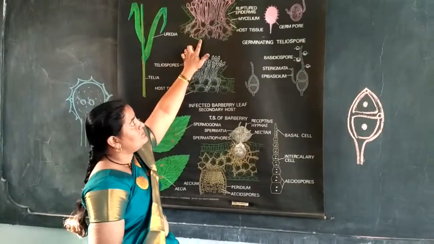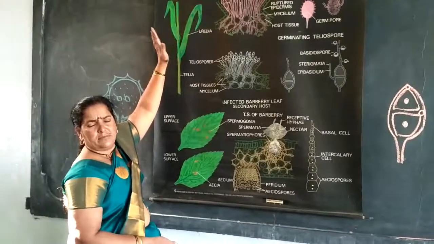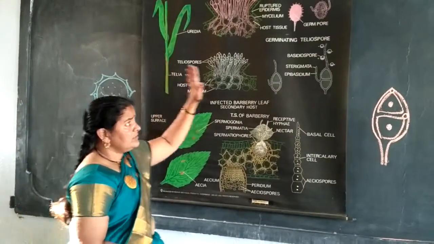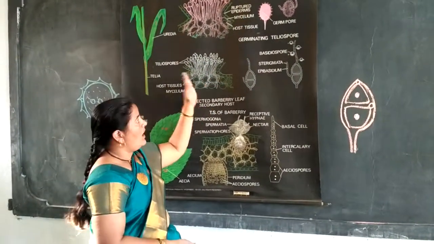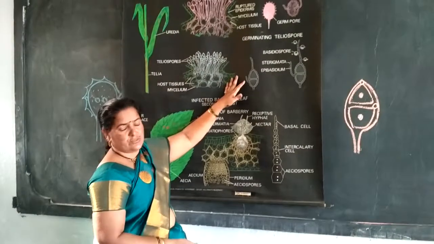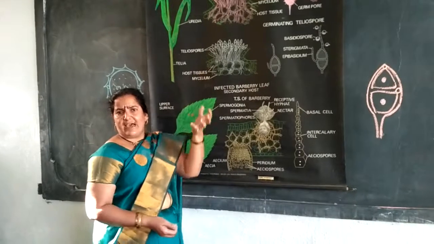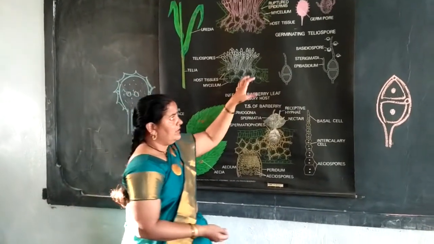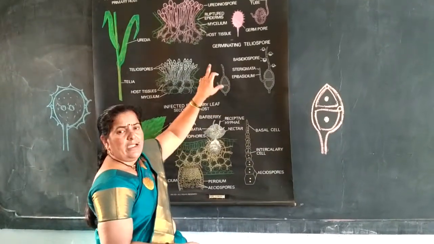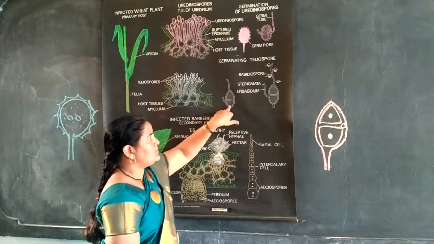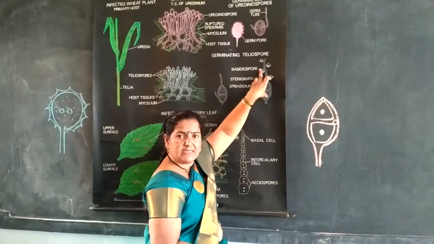So these uredial pustules as well as telial pustules are present on the leaf of the primary host. This is the life cycle of Puccinia completed on the primary host. After maturation, the teliospores are liberated from the telial pustule, and as they are light in weight, they slowly settle on the soil, and in the soil the teliospores germinate and produce the basidial stage.